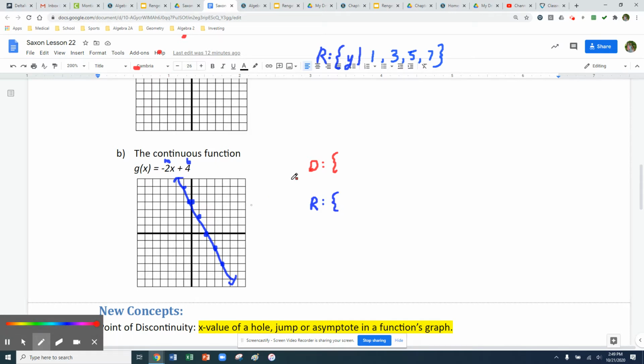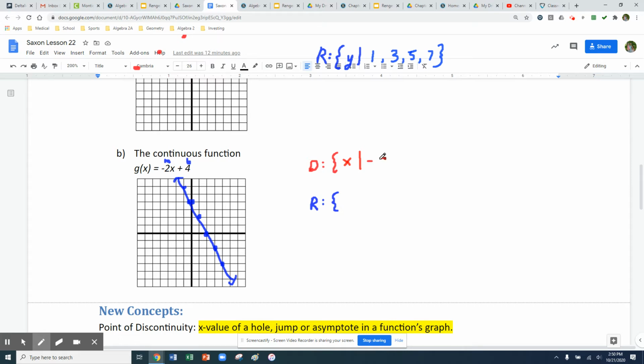Now to start finding my domain and range, remember domain are the x values that are being used in the function. So I'm using an x value of -1. I'm also using x values in between those points right there. I'm using an x value of 0, 1, 2, and so on. I'm going all the way from negative infinity to positive infinity with my x values.